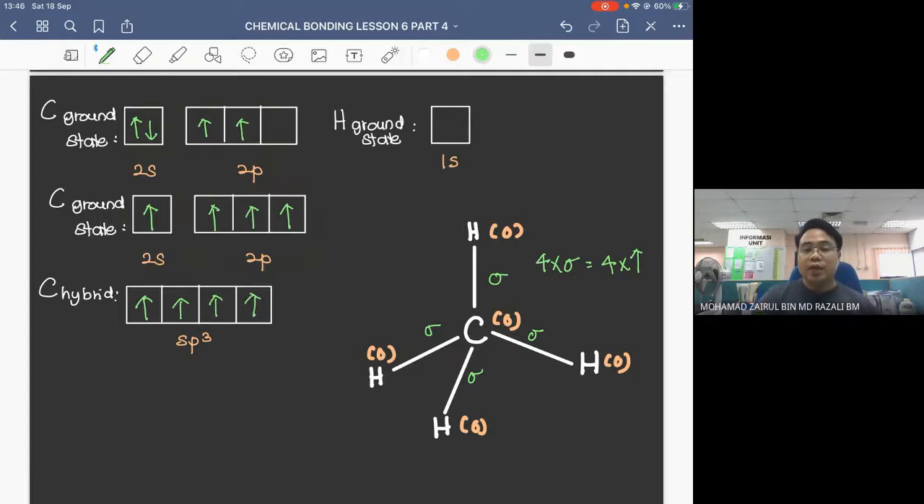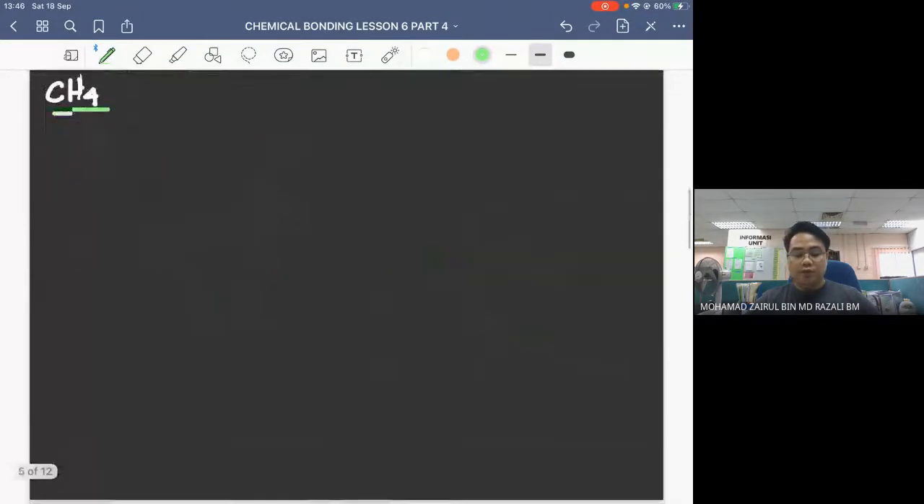Hydrogen at ground state has 1 electron, so it will occupy the 1s orbital. So the carbon will provide 4 unpaired electrons, one for each hydrogen to form a sigma bond with it, to produce the CH4 molecule. Okay, so now we can draw the orbital overlapping diagram.